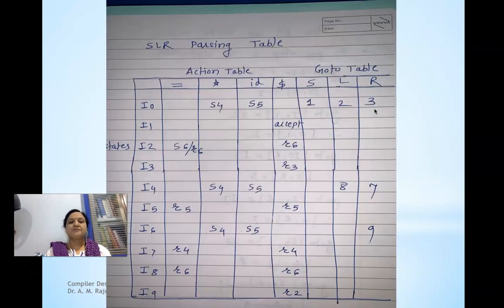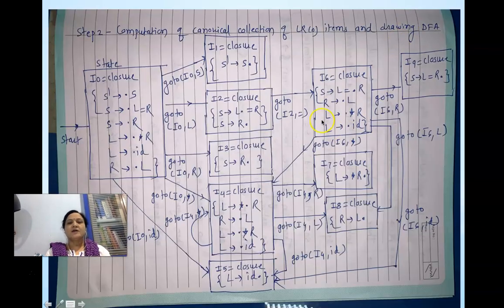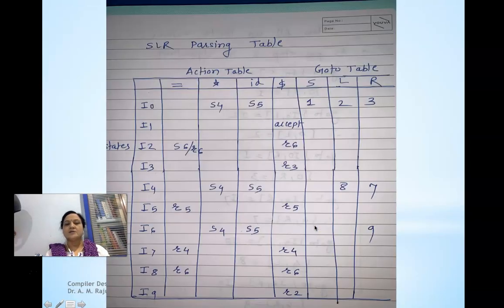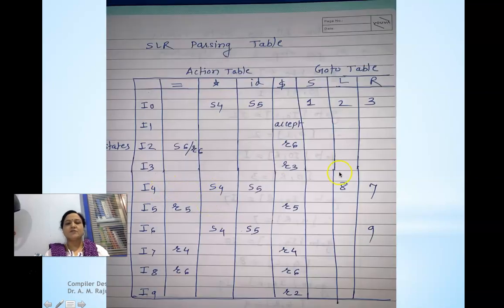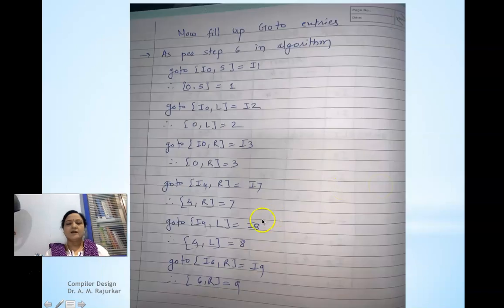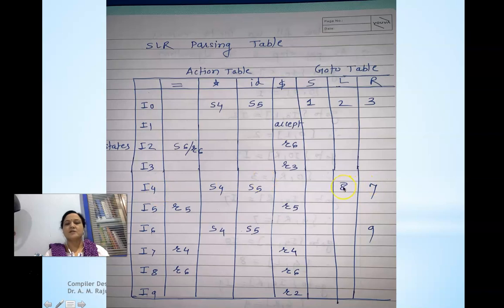Similarly, if you see the DFA, here there is no transition on non-terminal, but here yes, from I4 on R we are having transition to I7, and from I4 on L we are having transition to I8. So the go to entry will be: go to I4 comma R is equal to I7, so 4 comma R is 7, and 4 comma L is 8, that is going to I8.